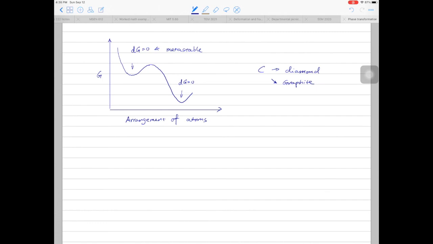In the next video, we will have a closer look at the Gibbs free energy and discuss the effect of temperature and pressure on Gibbs free energy.